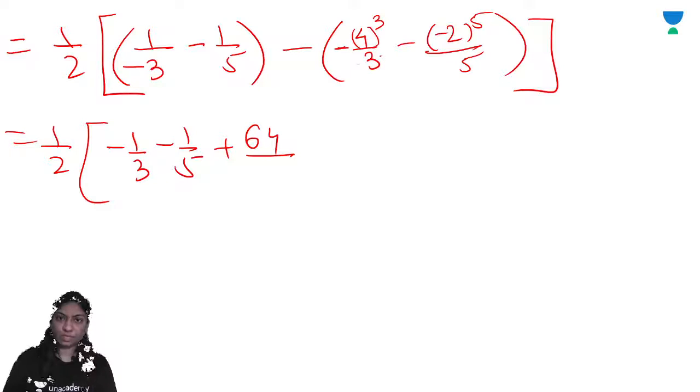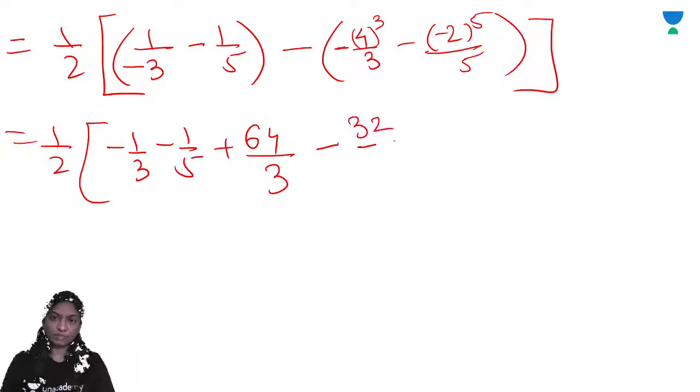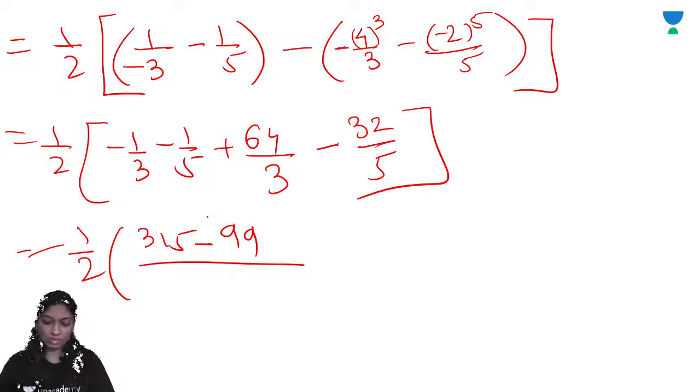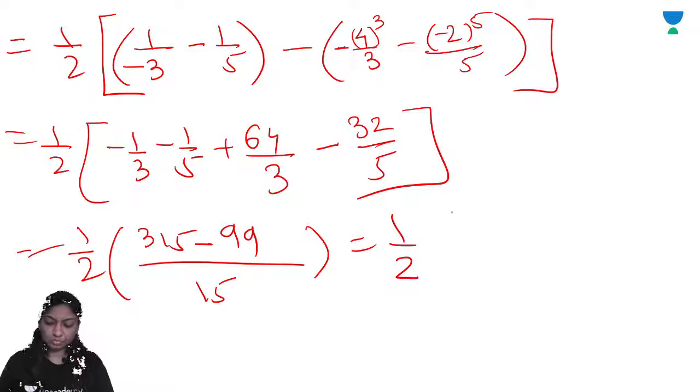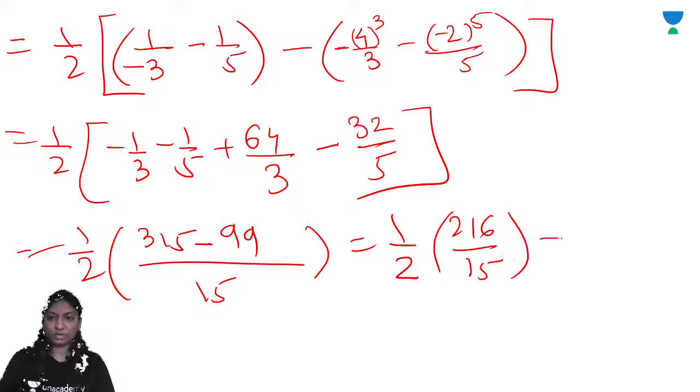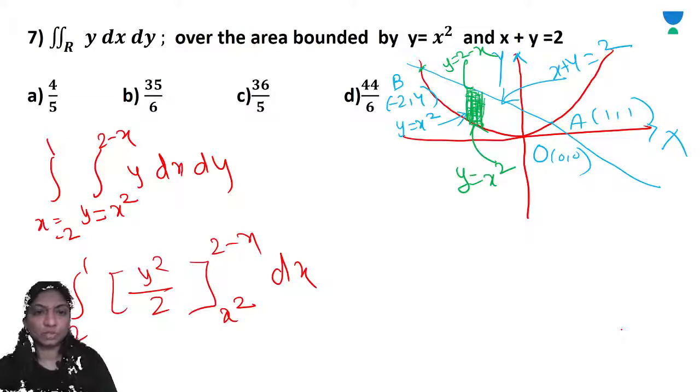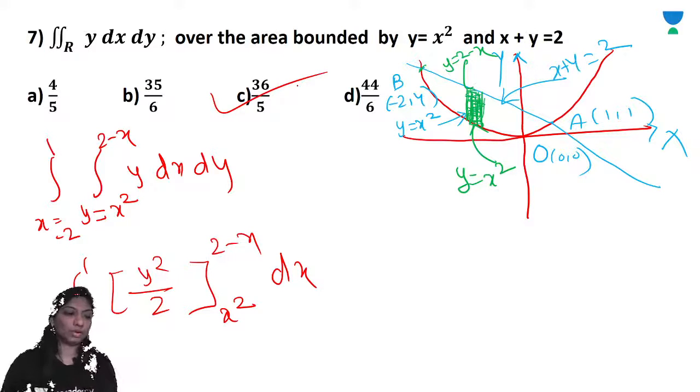4 cube is 64, minus 1 is plus 64 by 3, minus 2 raised to 5, this minus plus and this minus, again minus. So minus 32 by 5, right? So you will get 1 by 2 into 315 minus 99 upon 50. Make the denominator same. It is equal to 1 by 2 into 216 by 50, which is equal to 108 by 50, which is equal to 36 by 5. So the correct option is 36 by 5, option C. Okay, are you getting it?